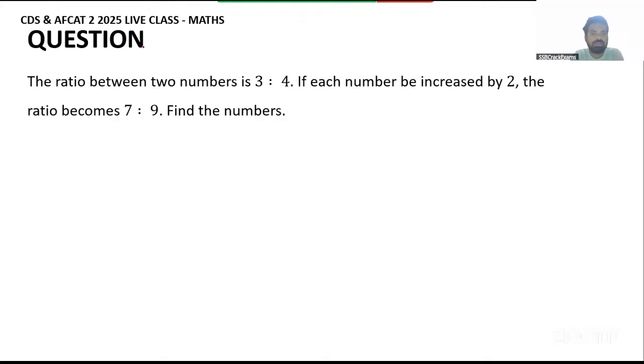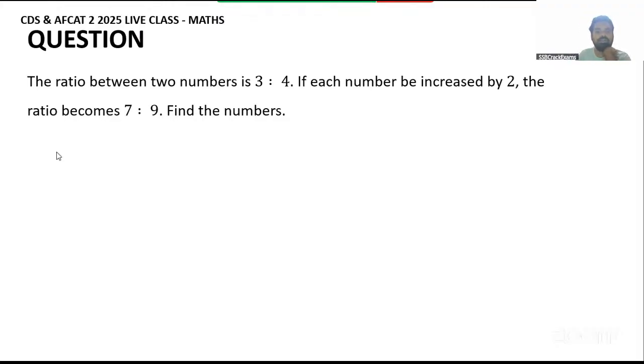All right, so the next example is: the ratio between two numbers is 3 ratio 5. If each number is increased by 2, the ratio becomes 7 ratio 9. Find the numbers. Very simple question. You used to do this in class 6 or 7. If you want to try, you can try. I'm giving you 1 minute for that. Okay, try to do this.